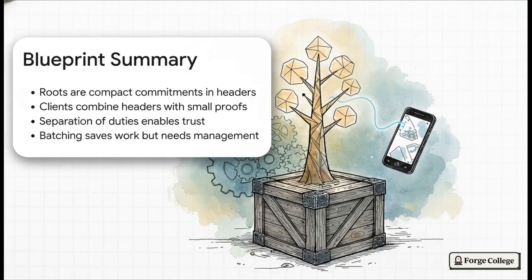Let's wrap up the workflow. To summarize our blueprint today, Merkle roots serve as those compact master catalog commitments inside block headers. Light clients elegantly combine these authenticated headers with small inclusion proofs to verify data without downloading the whole chain. This strict separation of duties is exactly what enables trust-minimized verification. And finally, when scale is needed, batching saves a tremendous amount of work, but it requires very careful management. So as you move forward in your learning journey with other programs and courses, I really want you to remember this fundamental mental stack. Check the header's authenticity, verify the cryptographic inclusion, and optimize your repeated work.